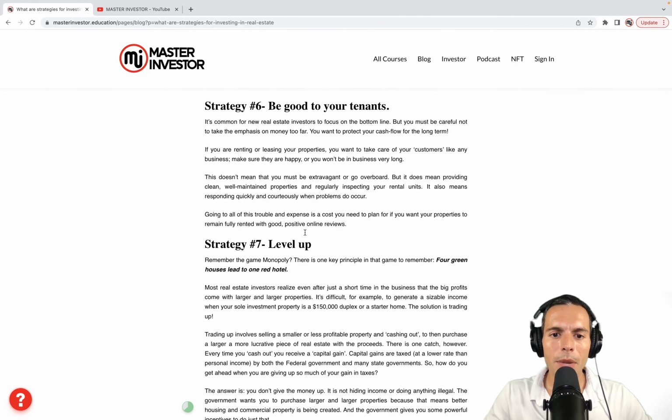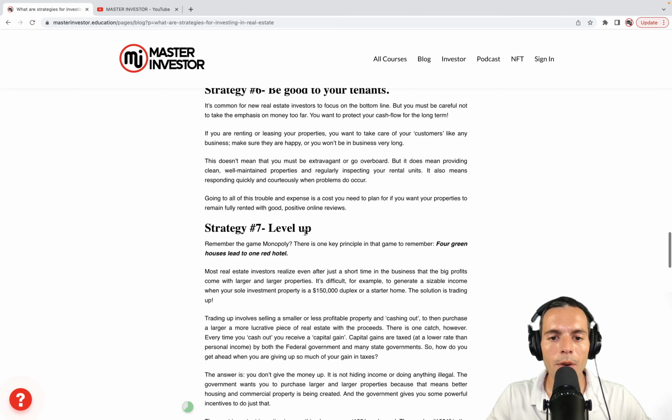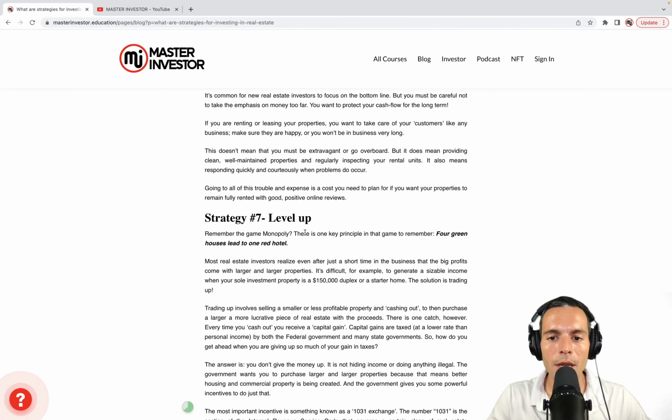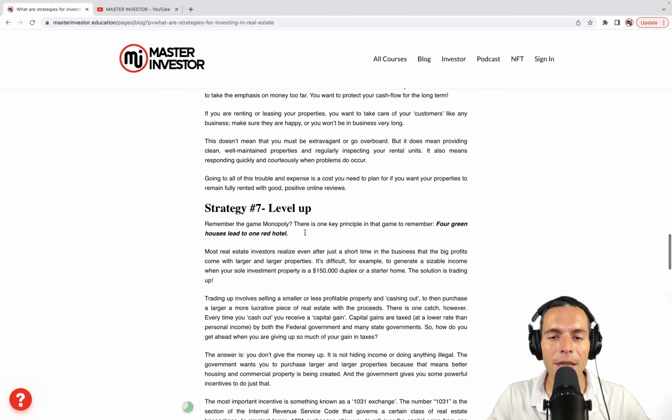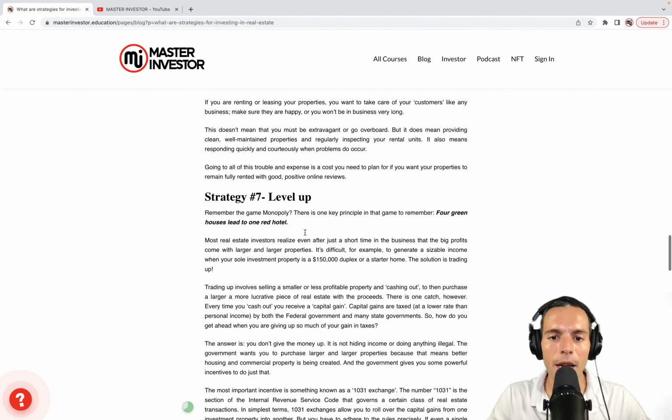This doesn't mean that you must be extravagant or go overboard, but it does mean providing clean, well-maintained properties and regularly inspecting your rental units. It also means responding quickly and courteously when problems do occur. Going to all of this trouble and expense is a cost you need to plan for. You want your properties to remain fully rented with good, positive online reviews.